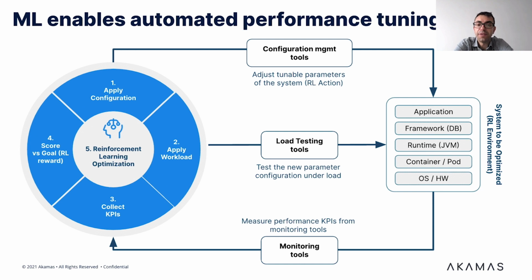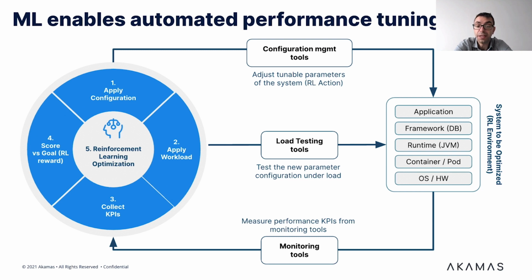This figure shows the 5 phases of the automated optimization process. So the first step is to apply a configuration to the target system of the optimization. This can be a new JVM option, a Kubernetes container resource setting, etc. This step is called an action in reinforcement learning terms. The second step is to apply a workload to the target system so as to assess the impact of the applied configuration. We typically do that by integrating with load testing tools.